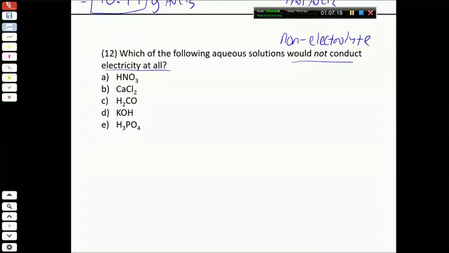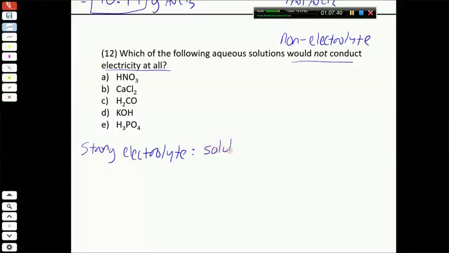And so what we just have to think about for these types of problems dealing with electrolytes is the different types of substances that we can dissolve in water and the different possibilities. A strong electrolyte, which is one that conducts electricity really well, which is actually what we're not looking for here, would be two different types of compounds that dissolve in water to give a strong electrolyte. Either a soluble ionic compound, so if we dissolve any ionic compound in water, it dissociates into its individual ions and conducts electricity.